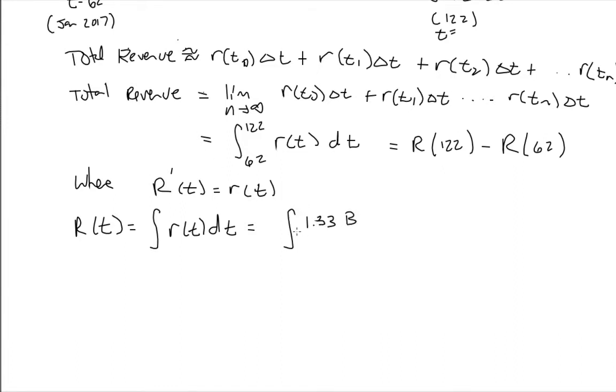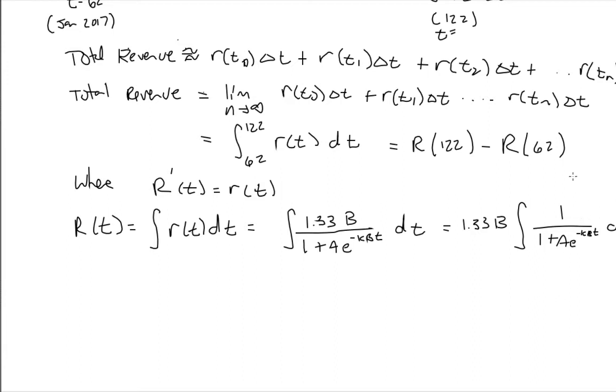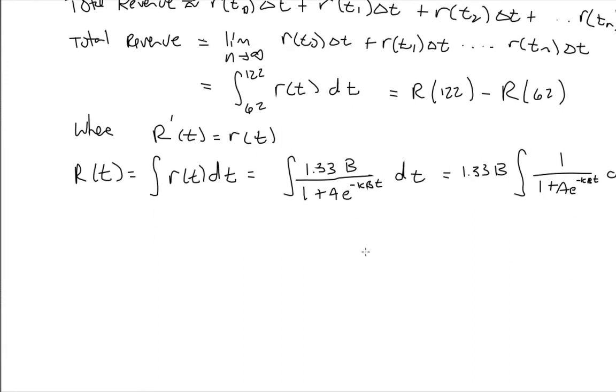1.33 times b, so this is just our little function r, over 1 plus a e to the negative kbt, and we're going to integrate with respect to t. Of course, we can simplify this. This is just a number, this is just a number, so we can take them outside of the integral. This becomes 1.33b, and then the integral of 1 over 1 plus a e to the negative kbt, integrated with respect to t. So now we have to actually calculate this indefinite integral here. So let's go ahead and do it.